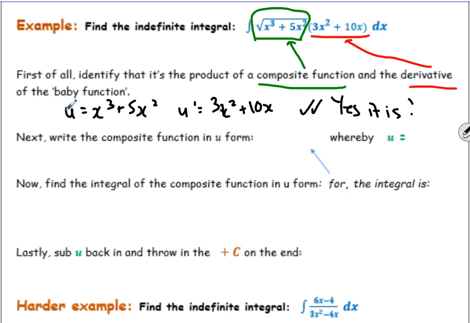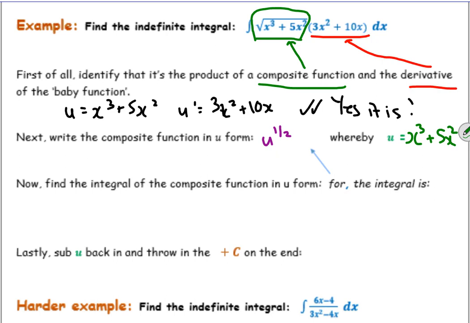Next, write the composite function in u form. So how would I write the green thing in u form? u to the power of a half, whereby u equals x cubed plus 5x squared.